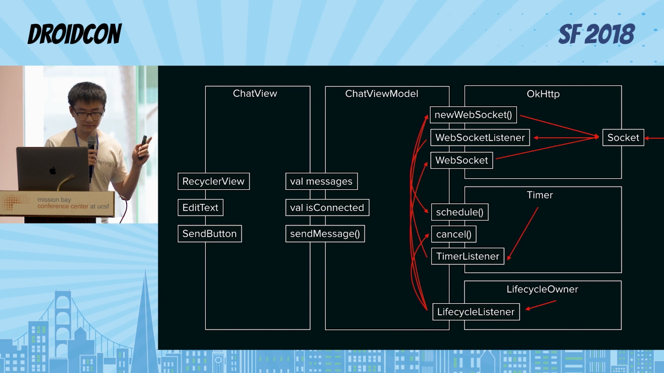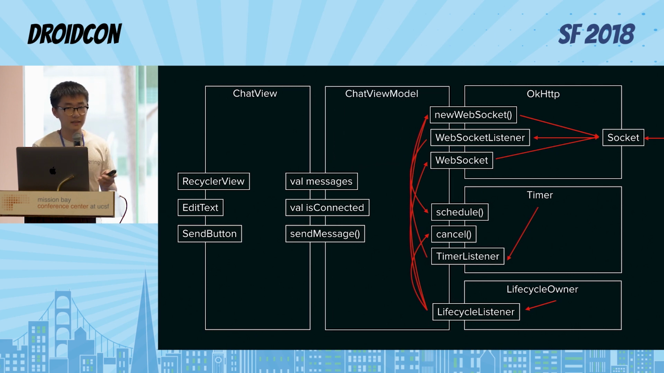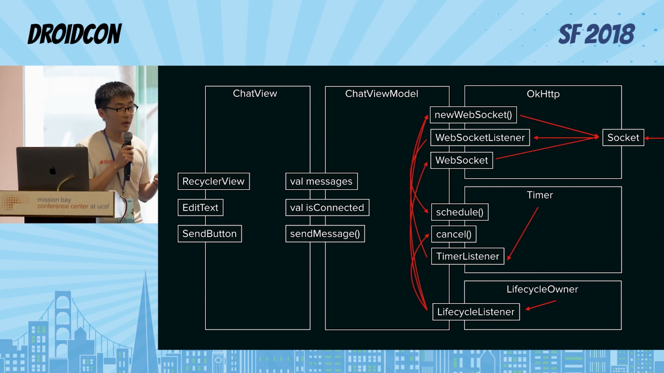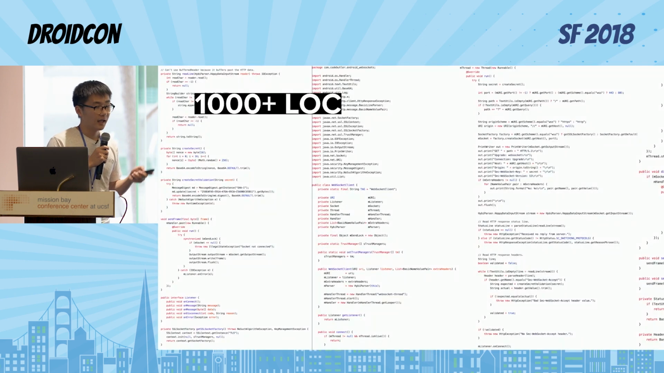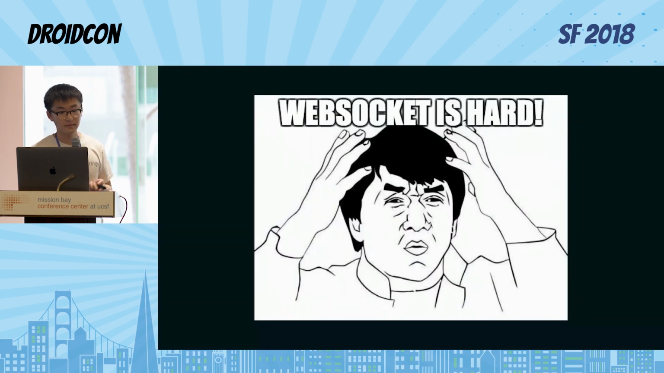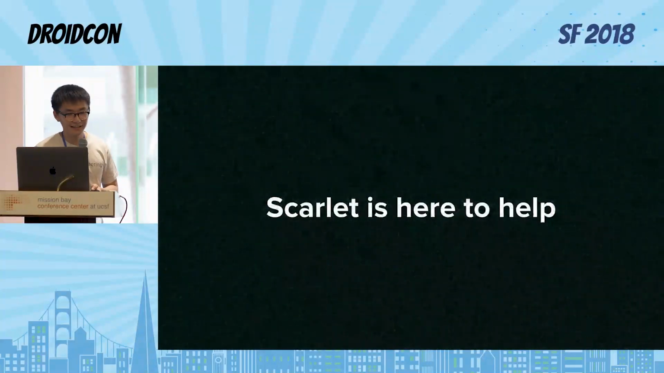Let's take a look at the chat view model again. The view model is overloaded with different responsibilities. Guess how many lines of code this view model has? I think it will take at least 1,000 lines of code to write in Java. And thousands of lines of spaghetti code to add WebSocket to your app in 2018, that's exactly the motivation behind Scarlet.